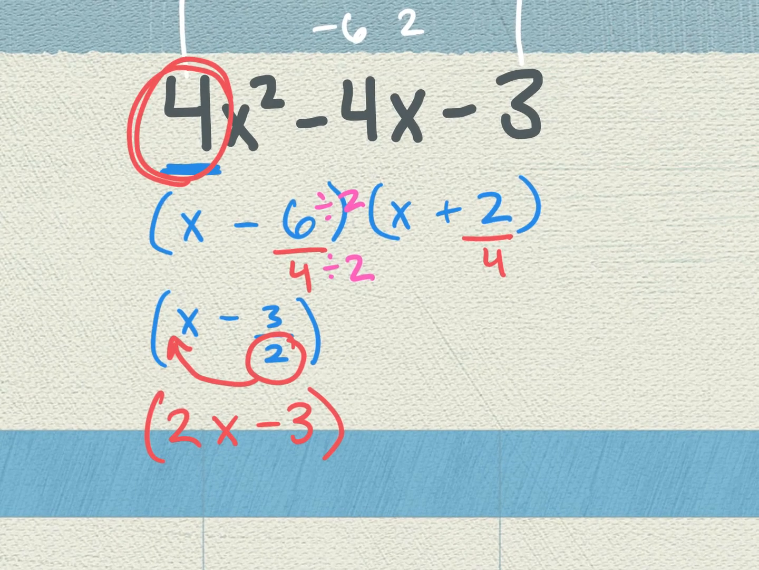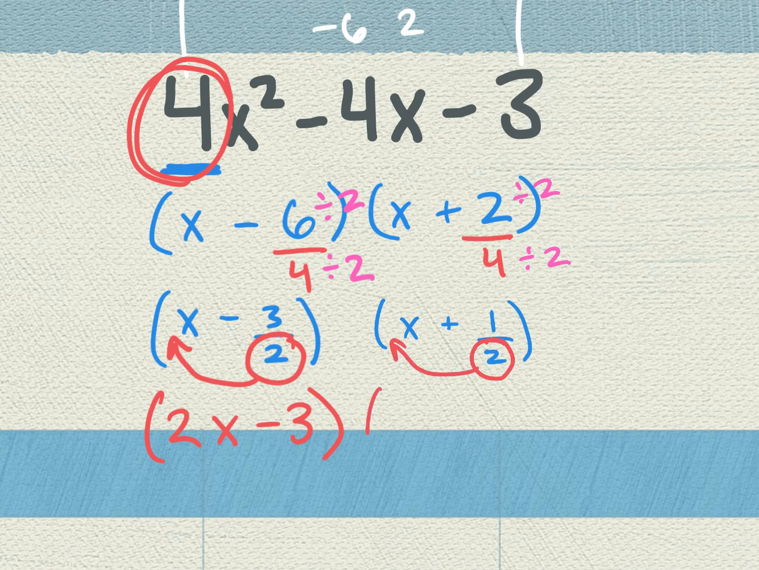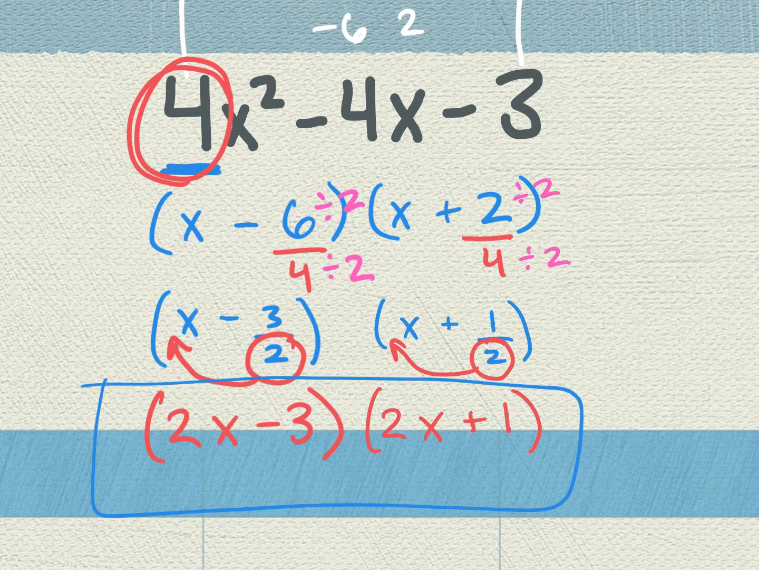Now let's look at our second parentheses. Is there any number that goes into both 2 and 4? 2. So I can divide both of these by 2. So here I have x. What's 2 divided by 2? 1. And 4 divided by 2? 2. So I can't simplify this anymore to get a whole number. So what do I do with the 2 on the bottom? Move it in front of the x. So this becomes 2x plus 1. And this is my answer.